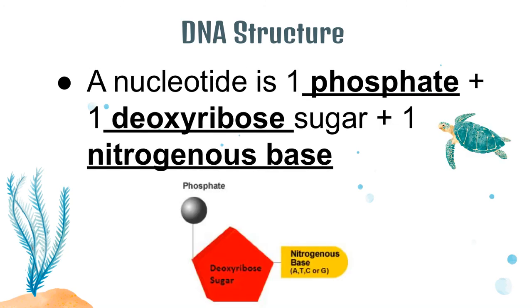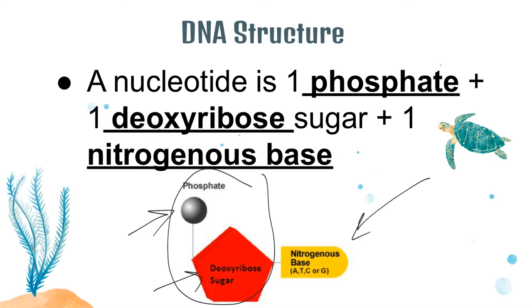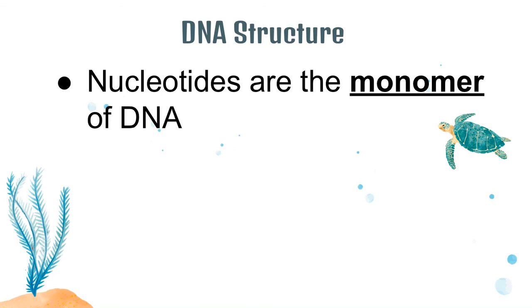So once again, when we're looking at the nucleotide, which remember a nucleotide is the monomer of DNA. And so as we look at a nucleotide, it is one phosphate, which you can see pictured here, with one deoxyribose sugar. Remember, those two form the backbone of the ladder, and then we have our nitrogenous base. So the three parts of a nucleotide are the phosphate, deoxyribose sugar, and the nitrogenous base. And as I said in the previous slide, nucleotides are the monomers of DNA. So now that you've watched this entire video, you should understand both the structure and function of DNA.